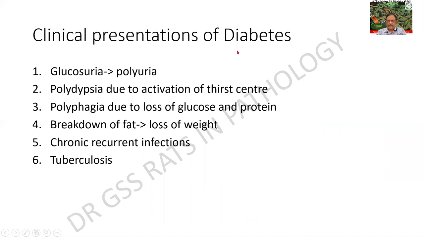What can be the clinical presentation in the case of diabetes? Glucosuria leading to polyuria, polydipsia due to activation of the thirst center, polyphagia due to the loss of glucose and protein. Breakdown of fat may result in loss of weight, recurrent infections, and tuberculosis in particular. These are all some of the clinical manifestations that you can see in diabetes.